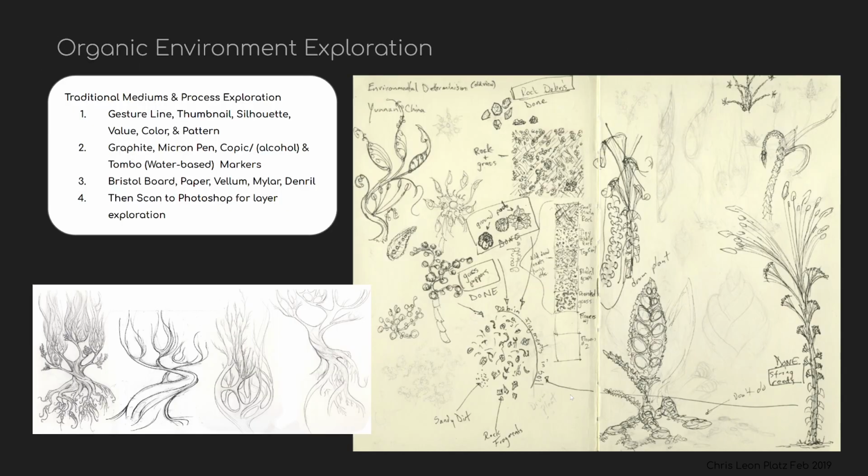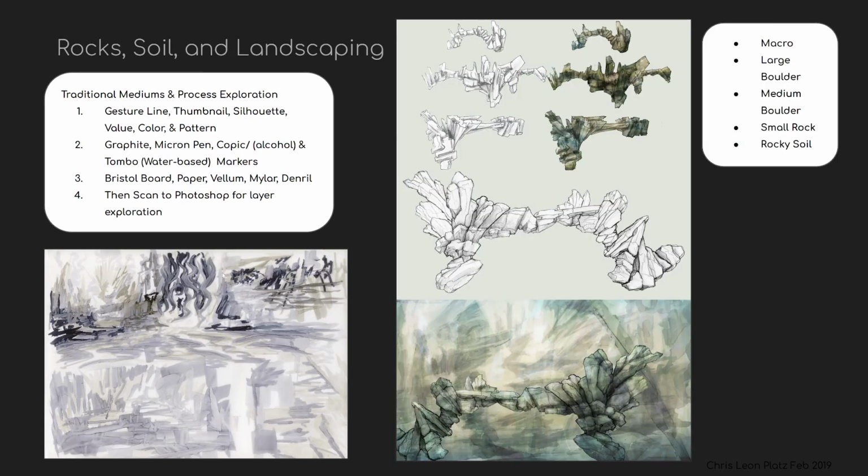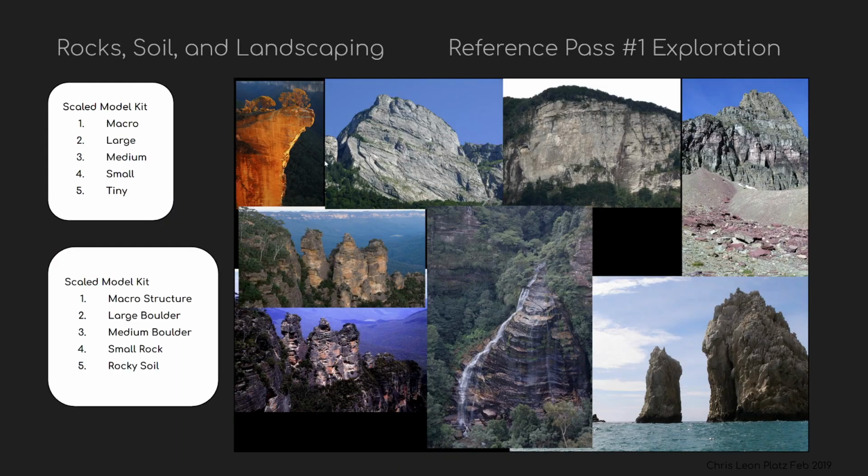So this is another old project, doing some sketches and doodles, gesture line, thumbnail, process, graphite, trying different types of markers and pens, and going through the stages of the thumbnail, silhouette, value, pattern, color, scanning them. Doing good reference is, I think, your first exploration. So these are like the Three Sisters, and I believe in Australia.